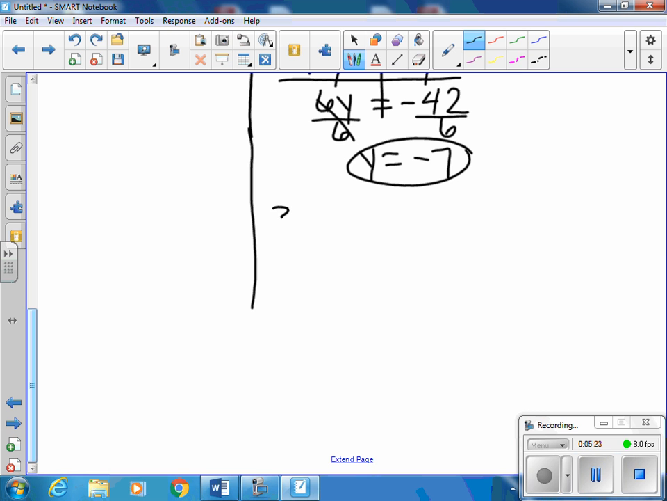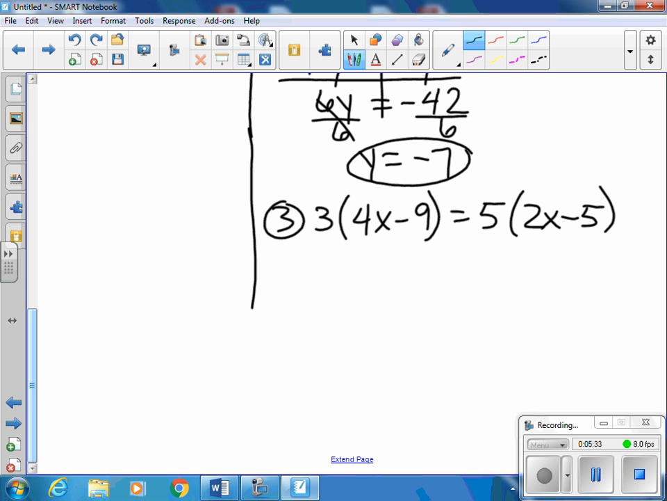If we have 3 parentheses 4x minus 9, close your parentheses, equals 5 parentheses 2x minus 5, close your parentheses. You'll notice that there are 2 sets of parentheses, which means you've got to distribute 2 different times, one on the left and one on the right. All right, so let's just start on the left and go forward. 3 times 4x is 12x. 3 times negative 9 is negative 27.